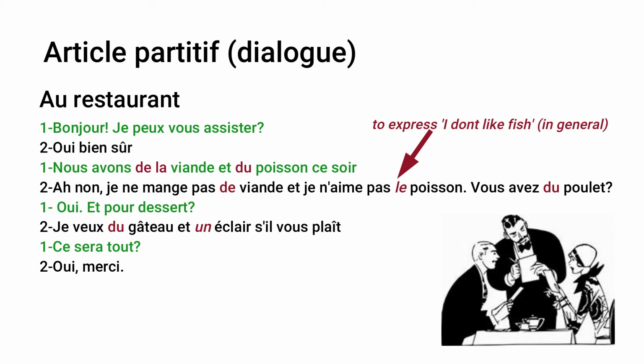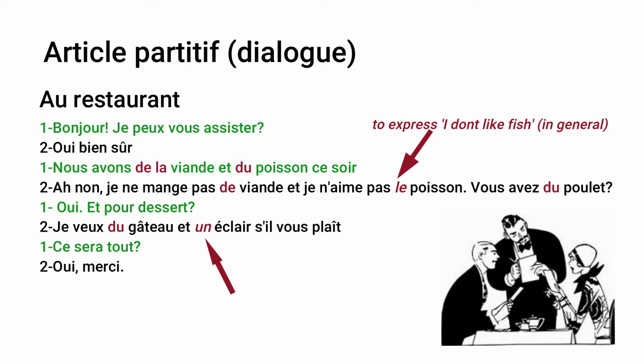And the customer continues the conversation saying, Vous avez du poulet? Do you have some chicken? Oui. Et pour dessert? And for dessert? Je veux du gâteau et un éclair, s'il vous plaît. So je veux is again I want. Du gâteau. Gâteau is a cake. So je veux du gâteau et un éclair.